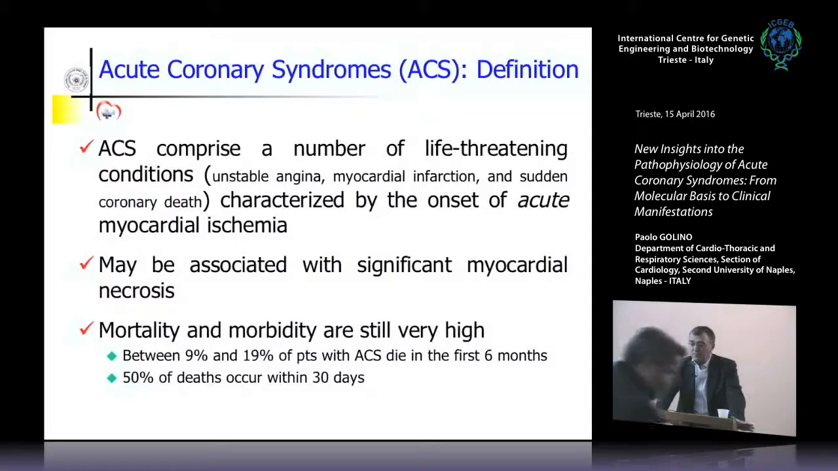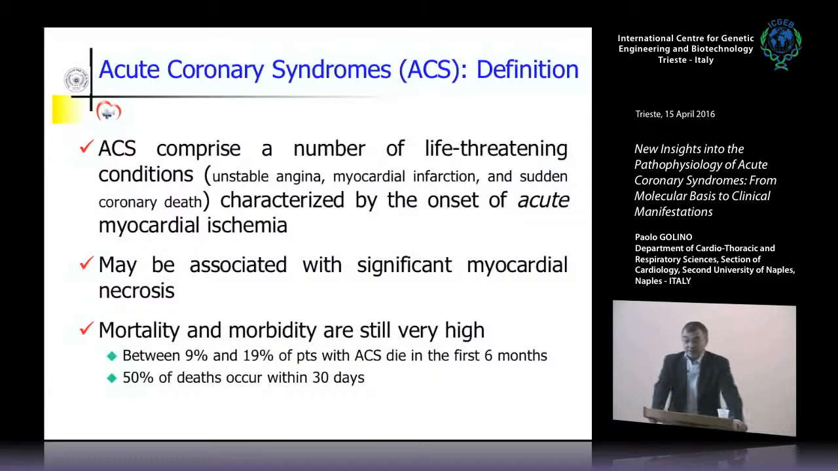Acute coronary syndromes may be associated with significant myocardial necrosis, especially myocardial infarction, so the consequences of myocardial ischemia in these conditions are important because we lose some piece of heart, and the contractile parenchyma is replaced by a scar.